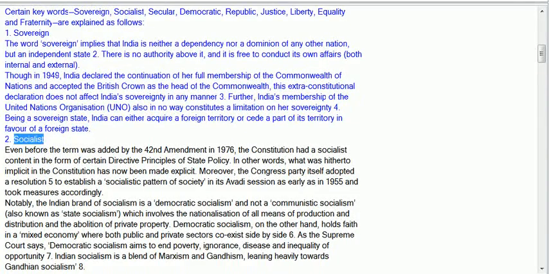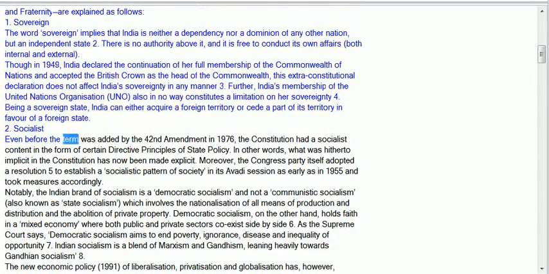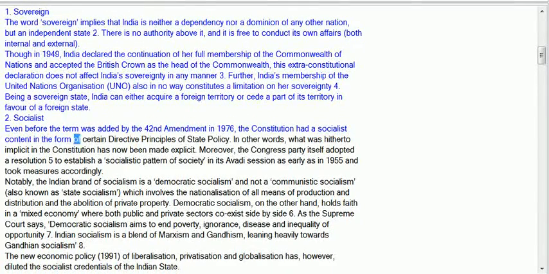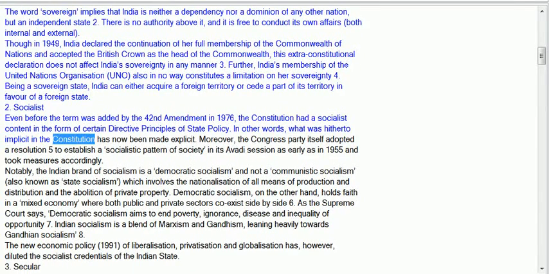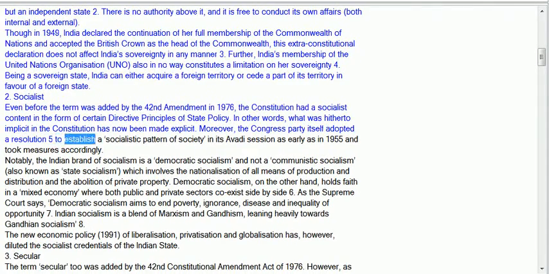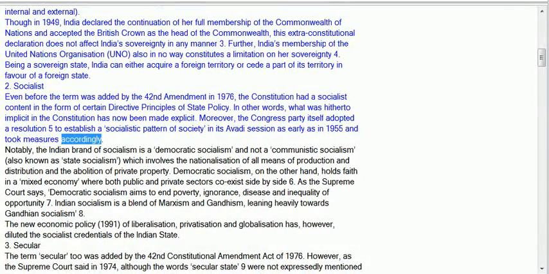2. Socialist. Even before the term was added by the 42nd Amendment in 1976, the Constitution had a socialist content in the form of certain directive principles of state policy. In other words, what was hitherto implicit in the Constitution has now been made explicit. Moreover, the Congress Party itself adopted a resolution to establish a socialistic pattern of society in its Avadi session as early as in 1955 and took measures accordingly.